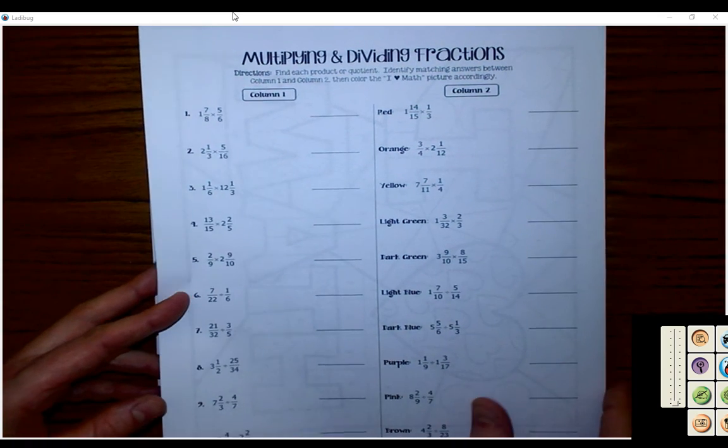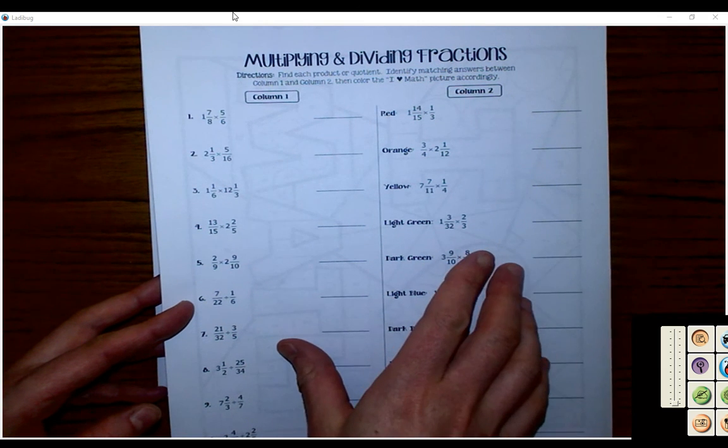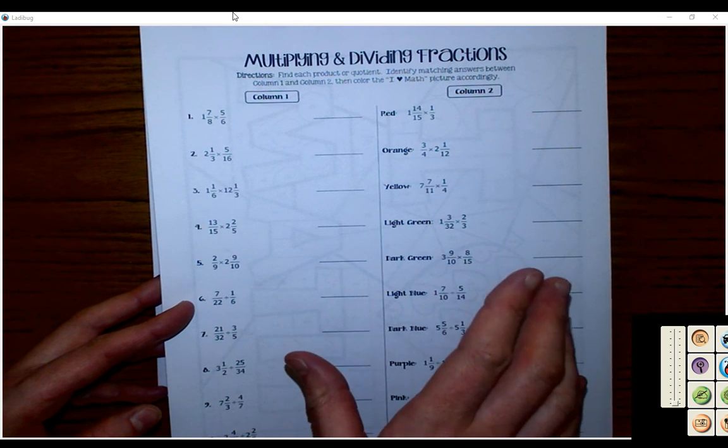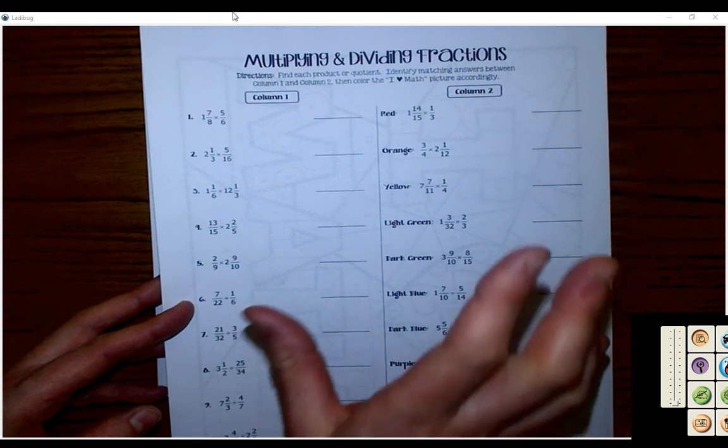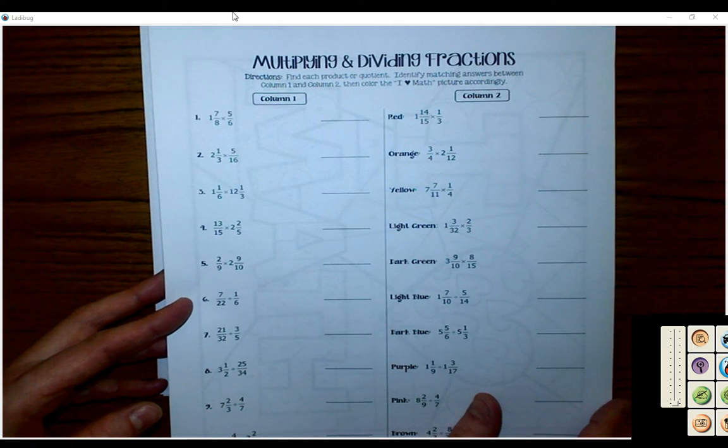Again, until we get our laptops, you're welcome to just complete it on paper and turn that in with your work. If you're submitting it digitally, make sure you take a picture of your work to submit with your assignment. All right?